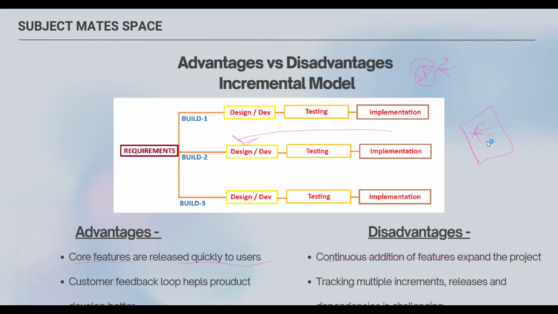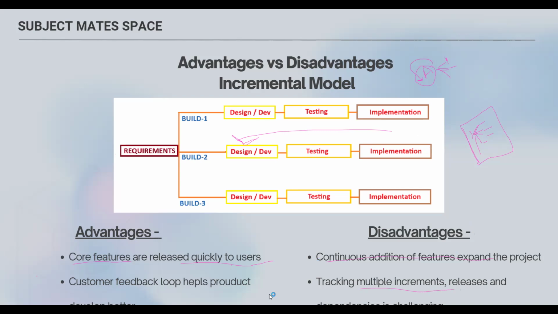Now 4 features, maybe after that the 5th feature. We cannot judge, we cannot decide. We should not judge, because he is the consumer, he is the user, he has the right to give feedback, and we have the right to do the improvement. So continuous addition of features expands the project, and tracking multiple incremental releases would be a big headache.